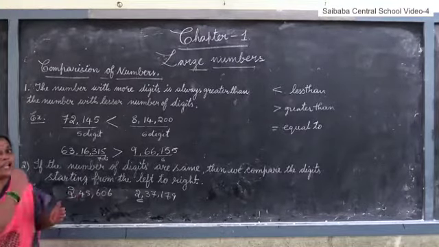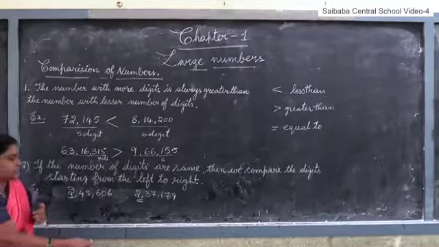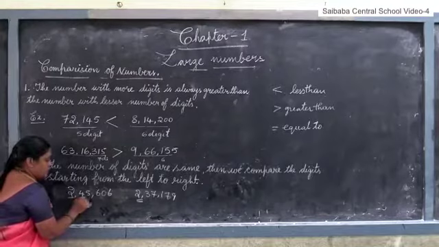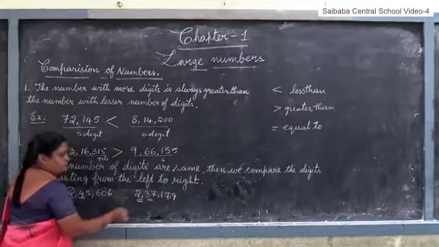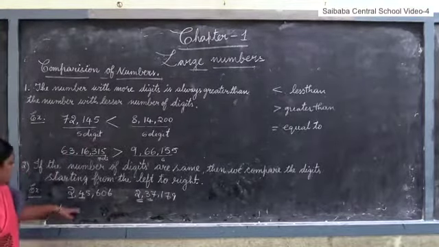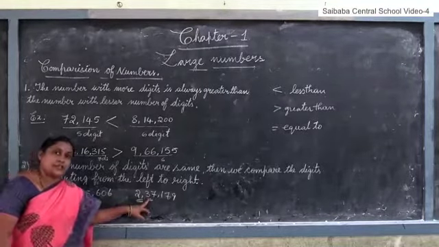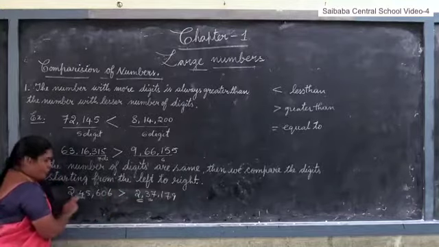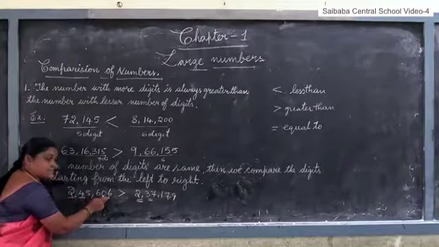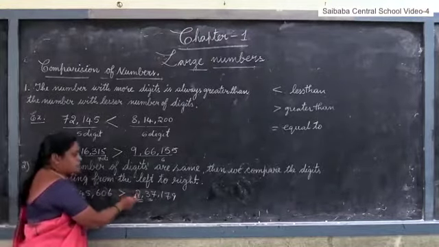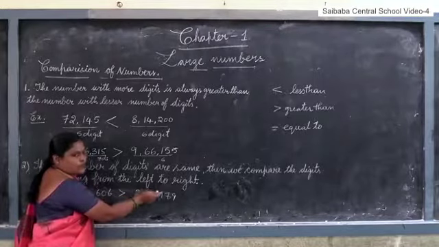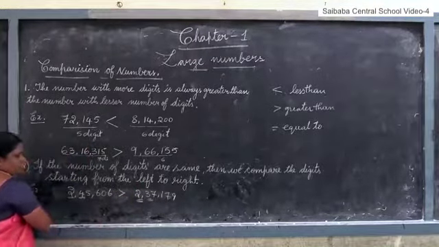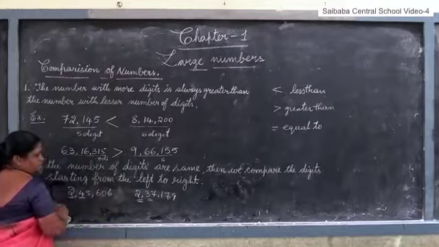Next place, that is the 10,000s place. Now check the 10,000s place digit. Here 4 and 3. Which one is greater? 4. So 2,45,606 is greater than 2,37,179. One more example.